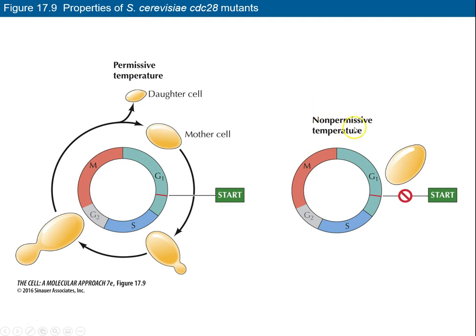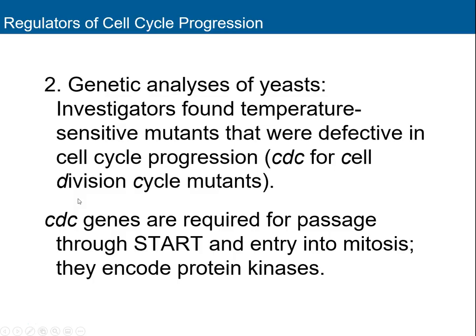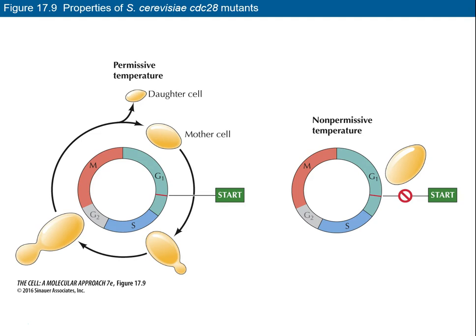Don't worry about this, but there is an experimental approach where you can turn things on and off using temperature. Again, this is mutant CDC genes versus non-mutant. That's how they're turning it on and off. So what does this tell you? It tells you that you need functioning CDC genes for that cell to progress through the cell cycle, particularly to move through start. So this indicates that these CDC genes are important for progression through start and progression through the cell cycle.